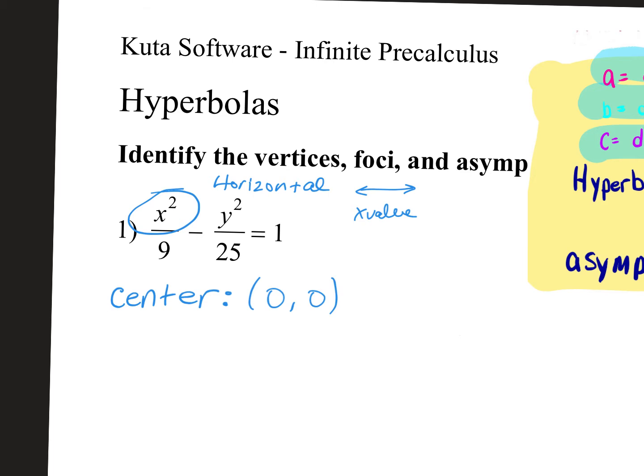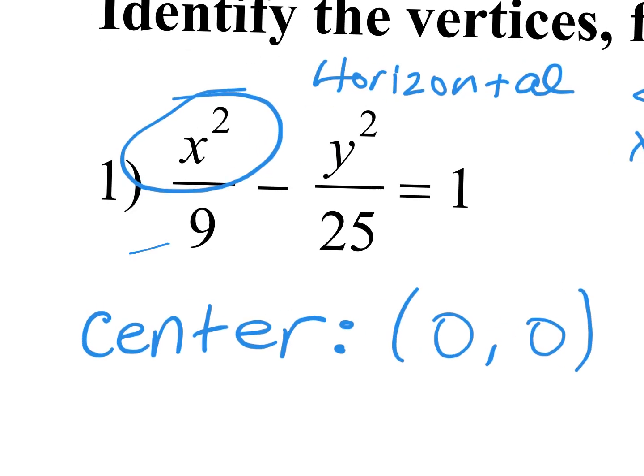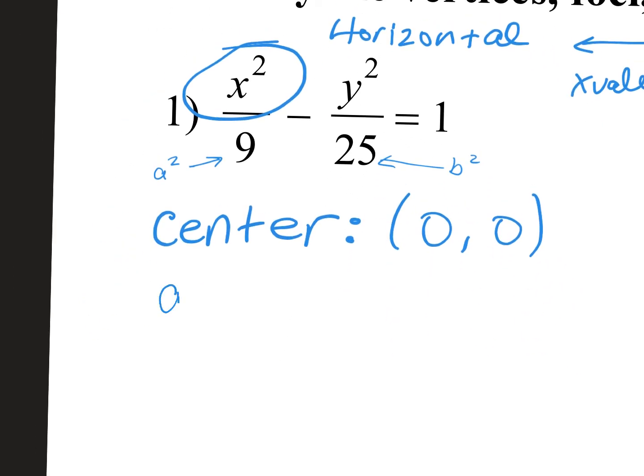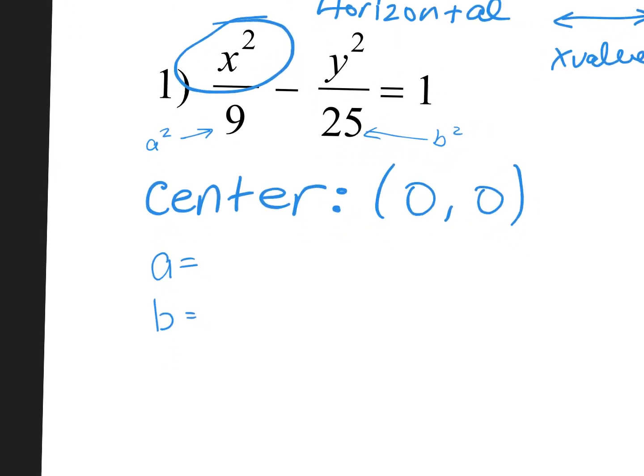All right, so once we do that, now we can look and say, okay, well, what am I looking at? Well, I know that 9, whatever that first denominator is, that's your a squared, and I know that my second denominator is b squared. So I can already identify my a, b, and then I can figure out c here. A is what? 9. Nope. A is 3. What's b? 5. And then how do we find c?